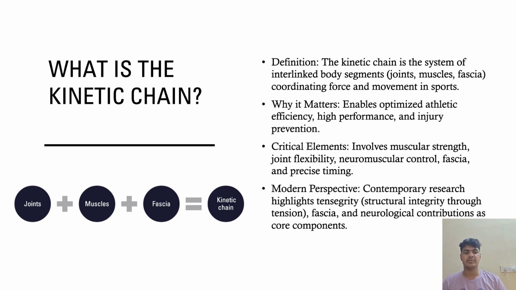This modern perspective says that the structural integrity, the strength of the fascia, and at the same time the tension that the fascia causes matter. We can see the fascia like a string in a bow: the more we pull, the more force is produced. So that tension and integrity of the fascia, and the neurological contribution, because every movement happens because we are thinking about the movement and it should come in a flow. The modern perspective talks about how this kinetic chain works together to produce movements or high force.